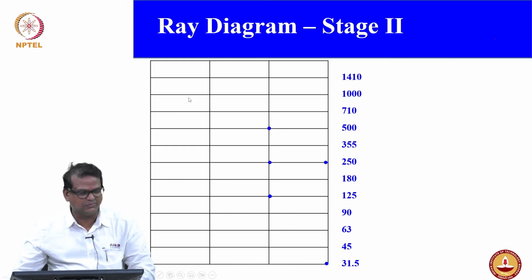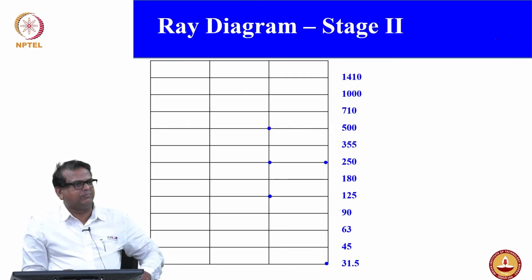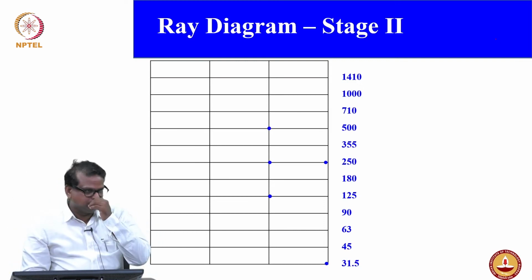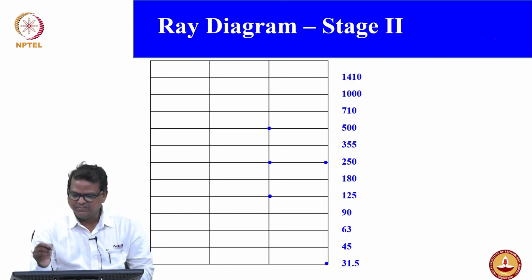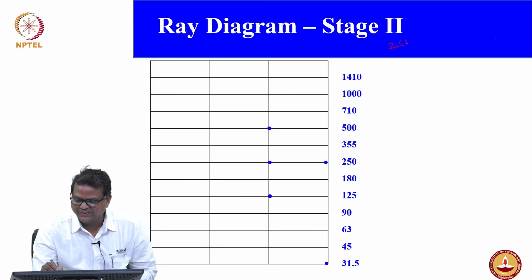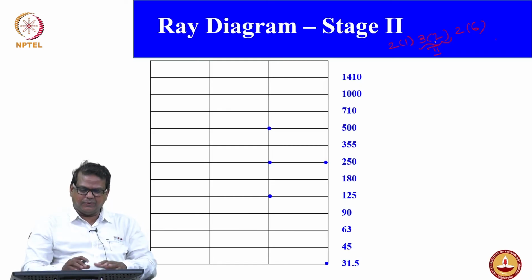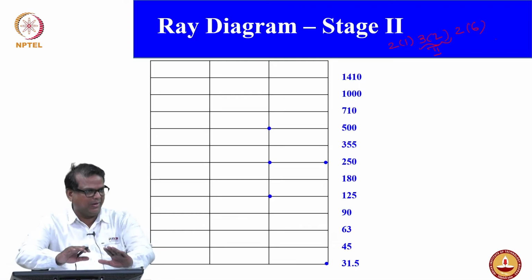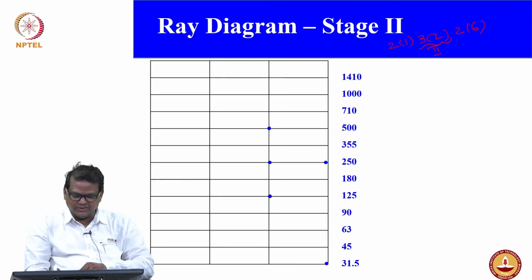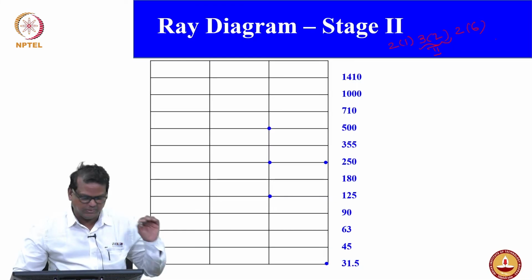This is what happened. Now you know that, right? So now when you go for stage 2, what information do we have from stage 2? Stage 2 again, 2 of 1, 3 of 2 and 2 of 6, right. We will choose this one, stage 2. From this, I can only move up, I can't go down because I have already fixed the lowest speed or the minimum speed.